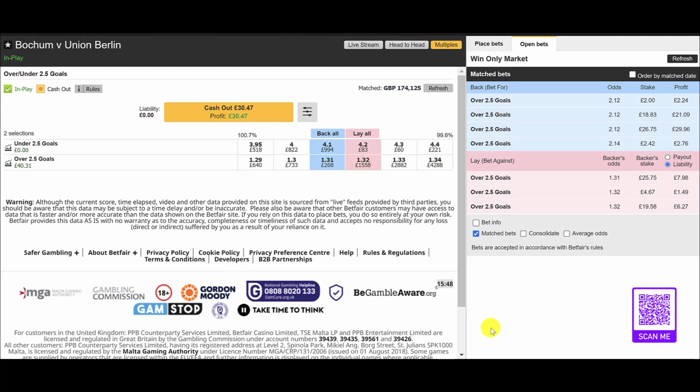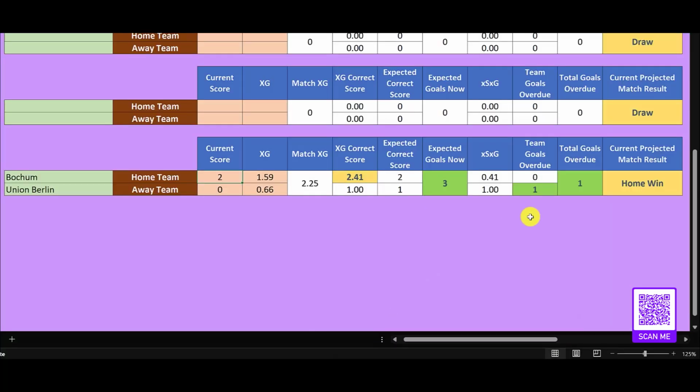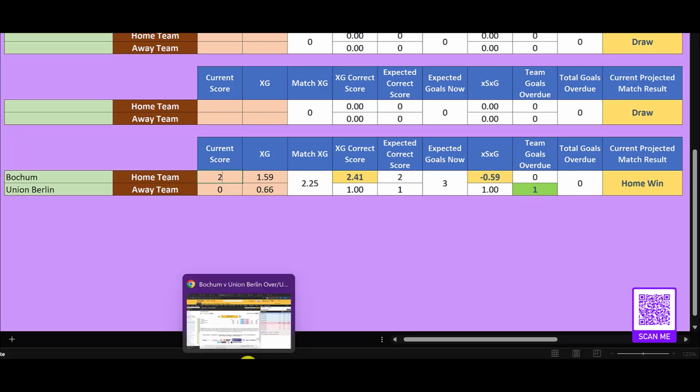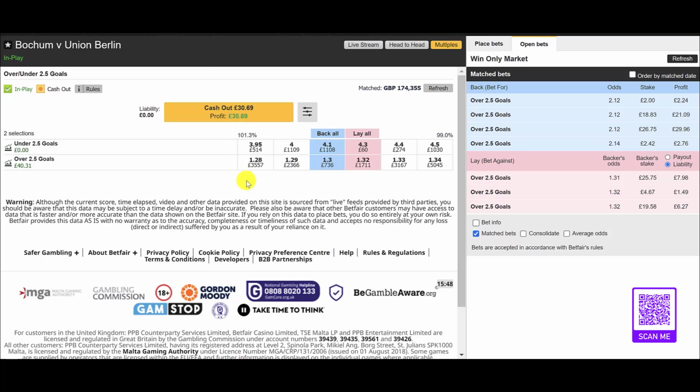Okay, if we were looking at this situation and the sheet was saying total goals overdue 0, then we'd know that, hey, let's just lock it in. No more goals are overdue. But we're still overdue a goal, so we're going to leave all the profits on the over 2.5 goals, and when that goal arrives, we will make a bigger profit. £40 versus £30, as you can see there. So just another bit of use for the XG.